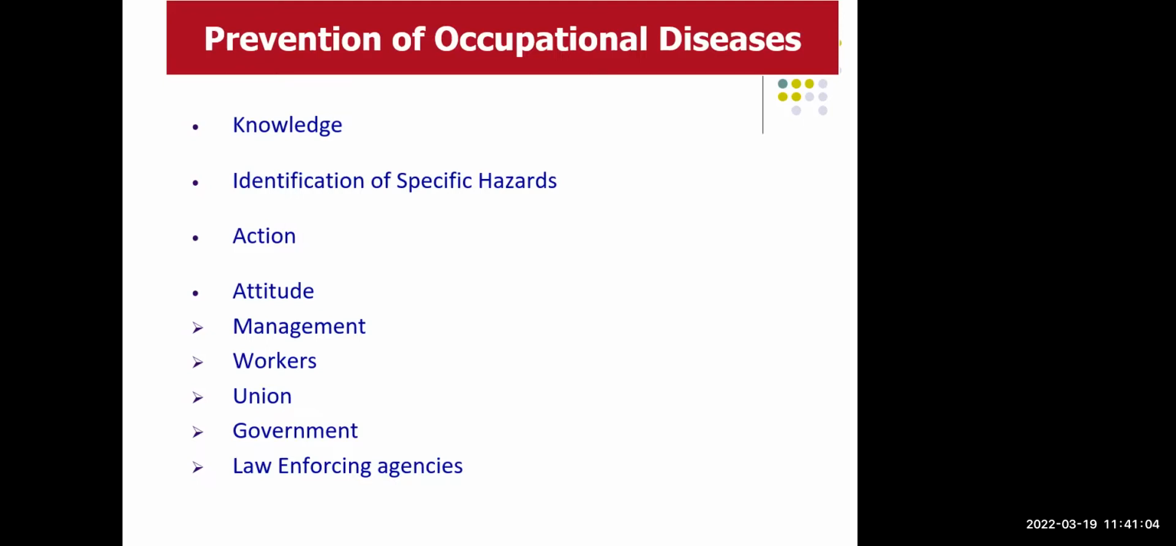So the management is happy because it is economical. The worker is happy because he is getting the money in hand. The union is happy because they have given some benefit to the worker, and the hazard is at ease. So this hazard allowance business should be totally removed. And the aim should be to eliminate the hazard, remove the hazard.